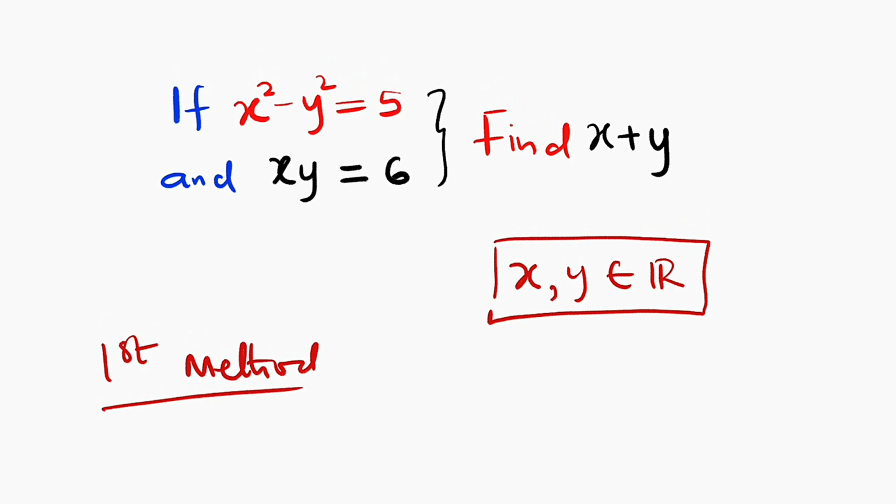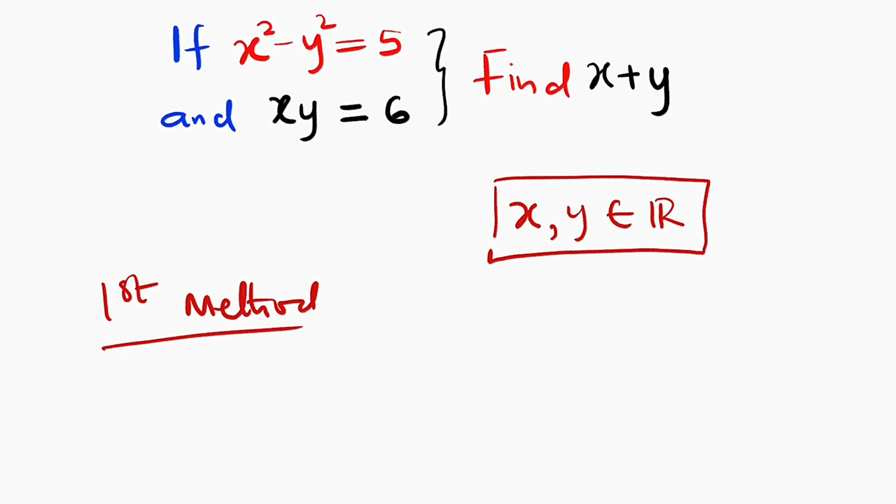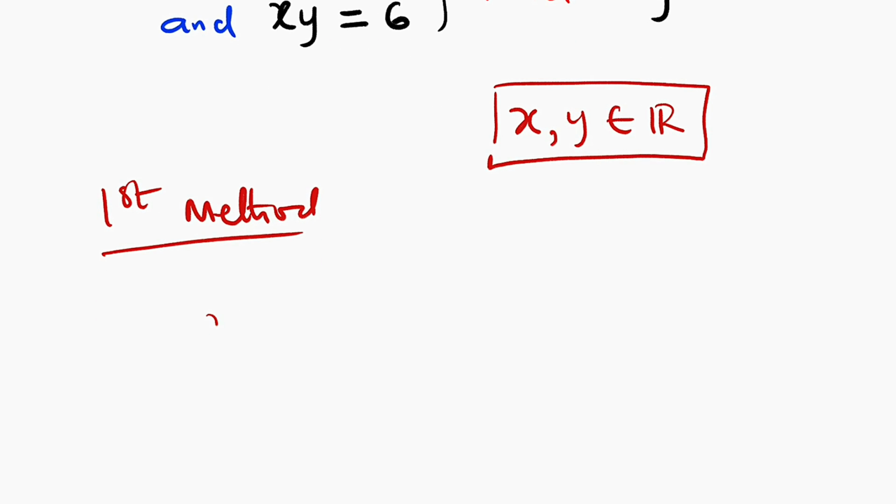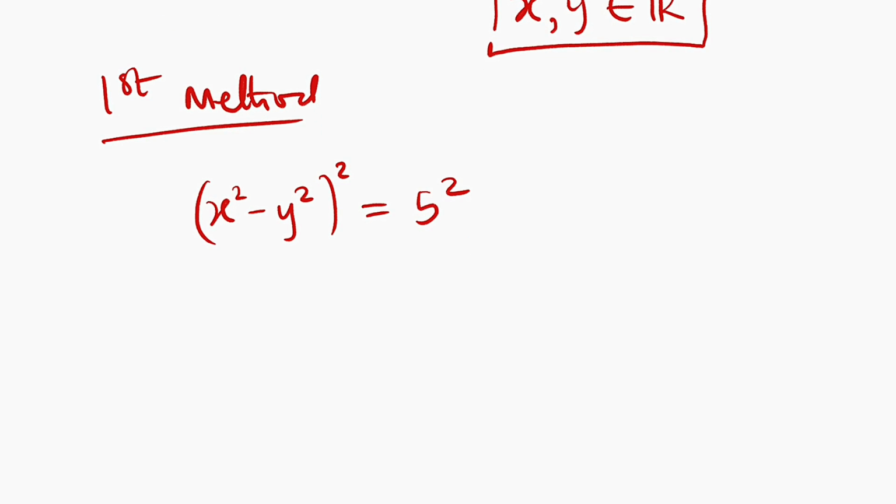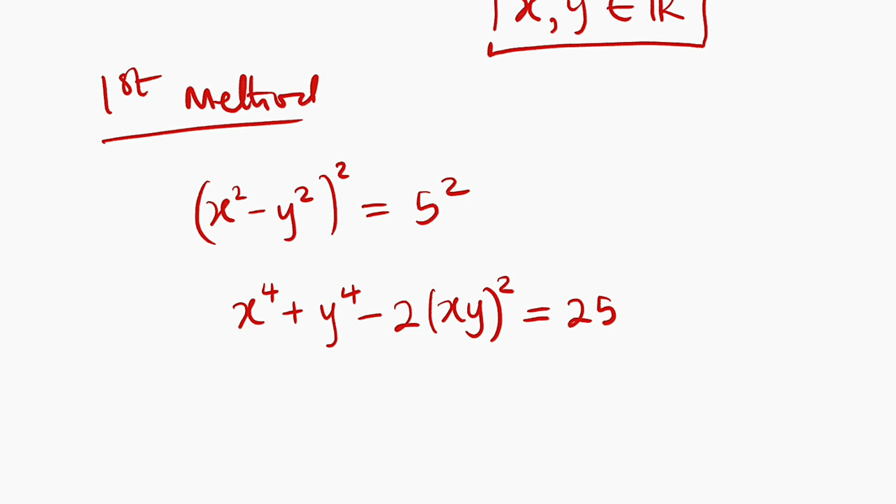I want to use the first equation, x squared minus y squared equal to 5, and I want to square both sides. So we have x squared minus y squared all squared equal to 5 also squared. If you expand the left hand side, you have the first term squared, which is going to give us x to the power of 4, plus the second term squared, y to the power of 4, then minus 2 multiplied by x squared multiplied by y squared. They have equal exponents, so we can assign them a single exponent. And to the right hand side, we have 25 because 5 squared is 25.